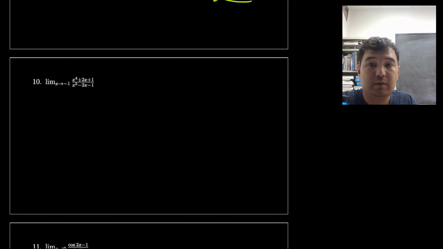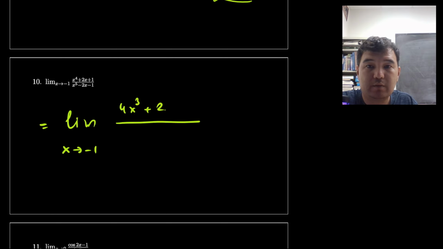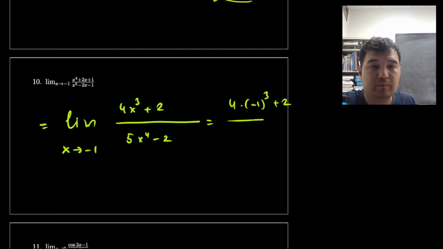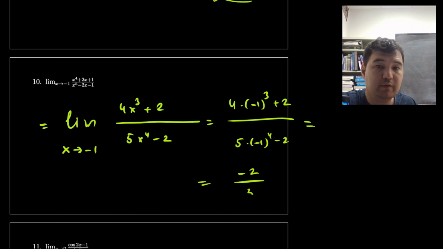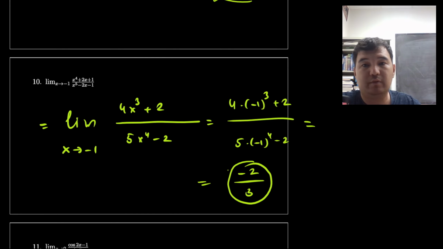When the power of the polynomial is higher, it's much more difficult to factorize it. That's why, like in this case, we can just take the derivatives, limit as x goes to -1. The derivative of the numerator is going to be 4x cubed plus 2. And for the denominator it's 5x to the 4th minus 2. Now you just plug in -1. So 4 times -1 cubed plus 2, over 5 times -1 to the 4th power minus 2. That gives you -2 over 3. So -2 over 3 is the answer for this problem.